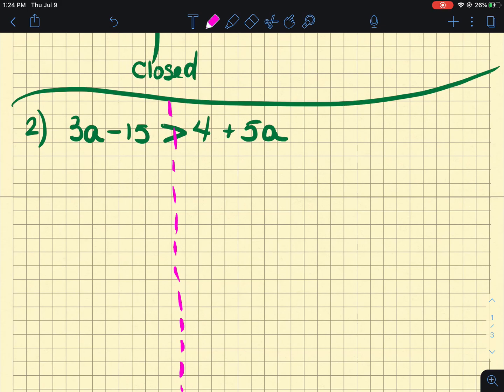Distribute or get rid of denominator. That's not here. Second step, simplify each side that can be simplified. Well, there's no combining like terms on the left side and there's no combining like terms on the right side. So then I have to deal with my adding and subtracting.